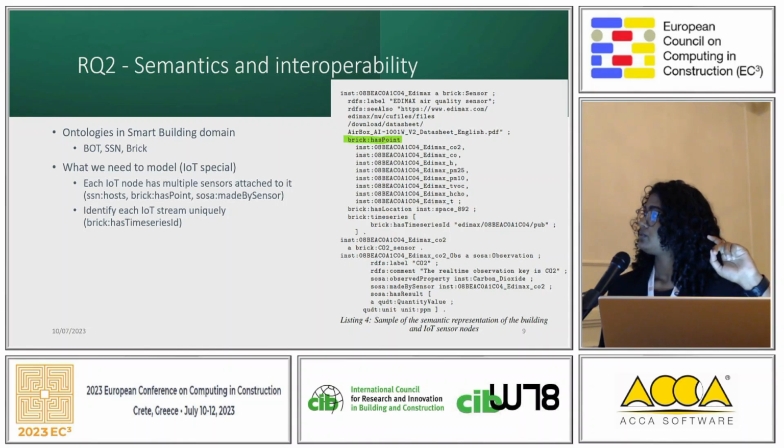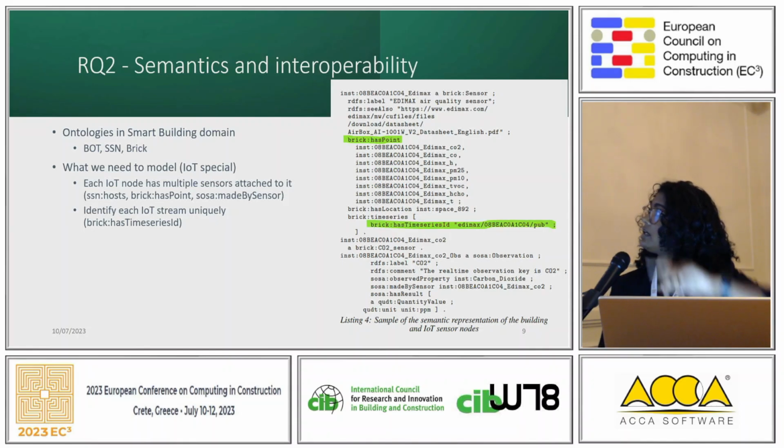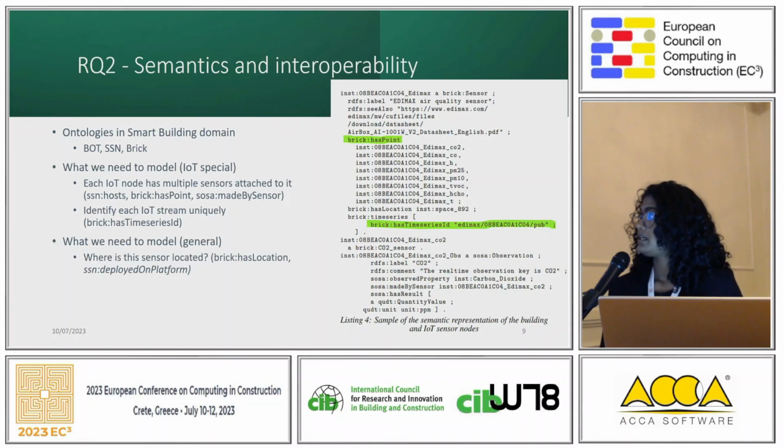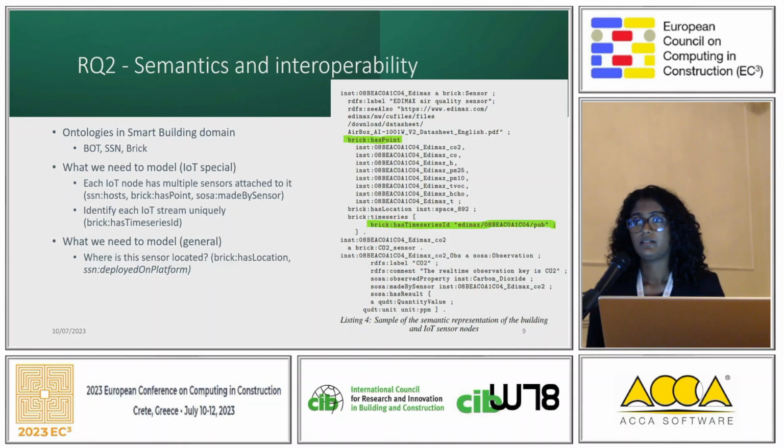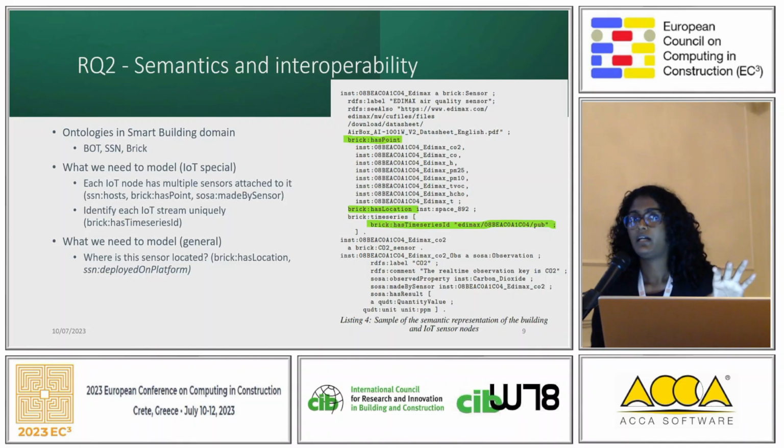So at this stage, we can use Brick's hasTimeseriesId relationship, and this is the MQTT topic that I have included under that particular IoT node. And other things are more general. Like I said, I need to know where this sensor is located, so what is the location of this sensor. And we can use, again, multiple ontologies, Brick hasLocation, or SSN deployedOnPlatform. In this case, I'm going with the location.